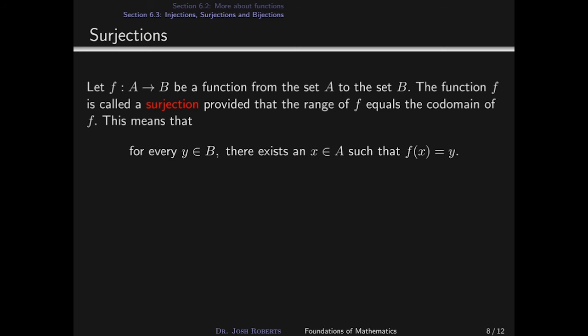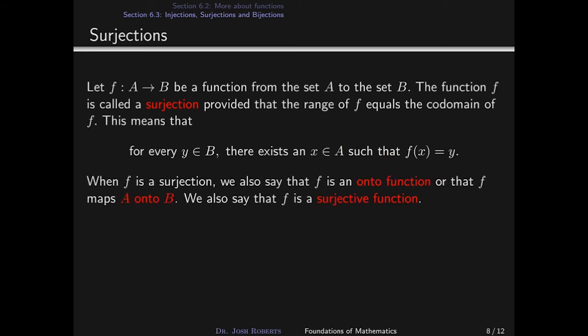So look how this definition is stated. We start out with an arbitrary element in the codomain, and we show there has to be something in the domain that gets mapped to it. So when f is a surjection, we also say that it is onto. It is an onto function, or that f maps A onto B. And in the adjective form, we say that f is a surjective function.